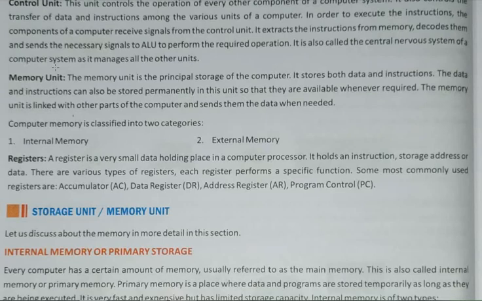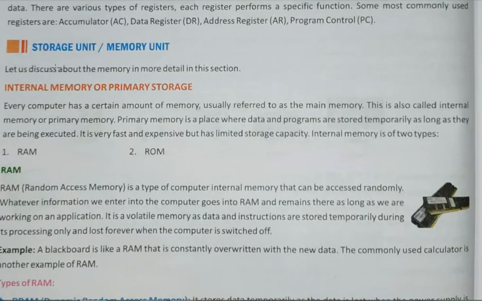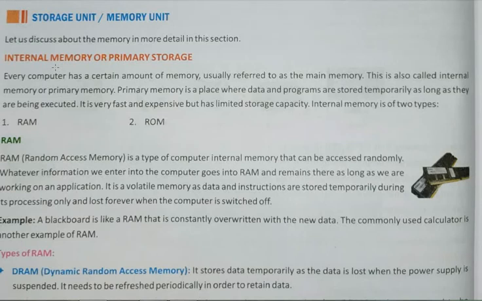Now the storage unit and memory unit. Internal memory, or primary storage, is classified into two types, RAM and ROM, random access memory and read only memory. Basically this is the internal memory. Primary memory is a place where data and programs are stored temporarily as long as they are being executed. It is very fast, but has limited storage capacity.